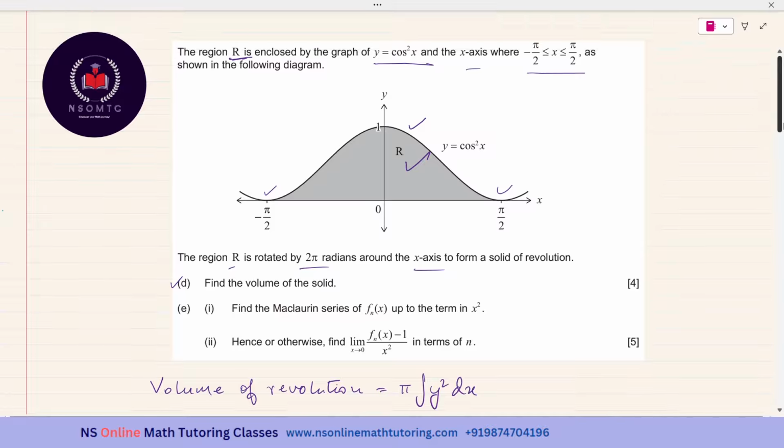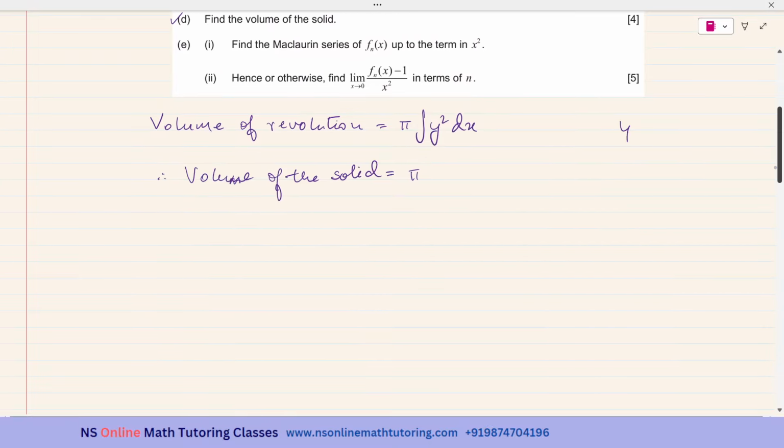What is y? y is cos squared x. y equal to cos squared x. So therefore, y squared will be equal to cos to the power of 4x. Okay. So this is the integral of cos to the power of 4x dx. And we have found the integral expression for cos to the power of 4x with respect to x in subpart C. Okay.